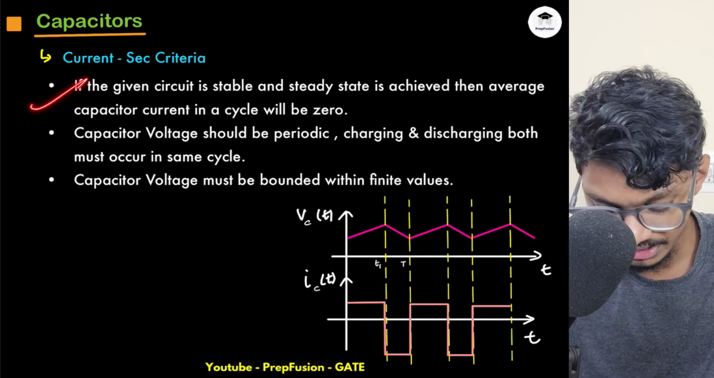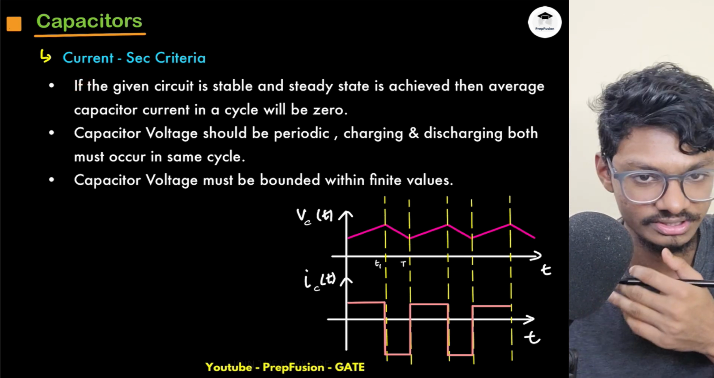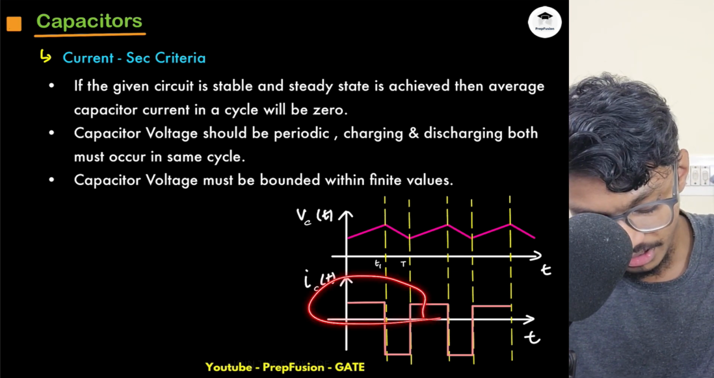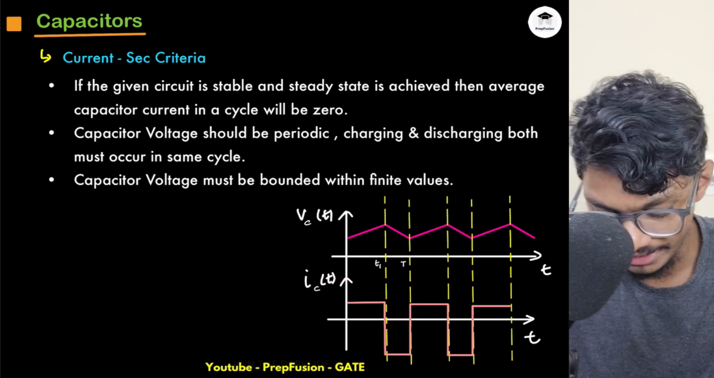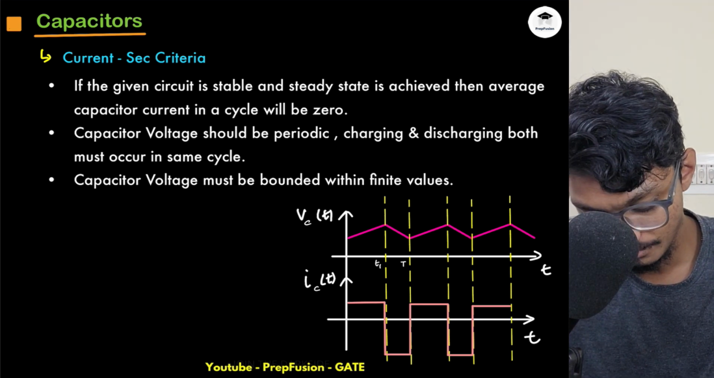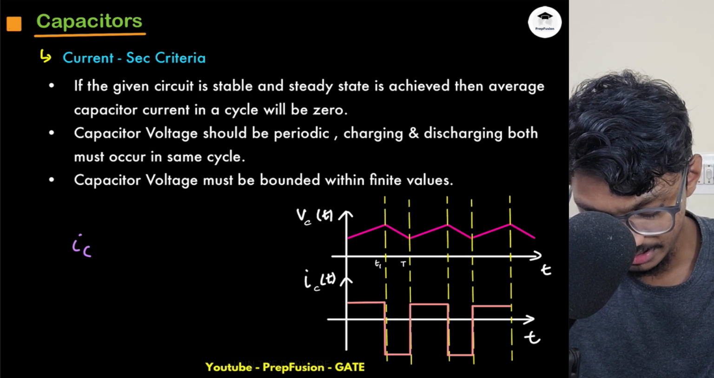Now what is the current second criterion? It is just similar to the voltage second criterion. The difference is that the average value of current over a cycle will be 0. So IC average over a cycle will be 0.